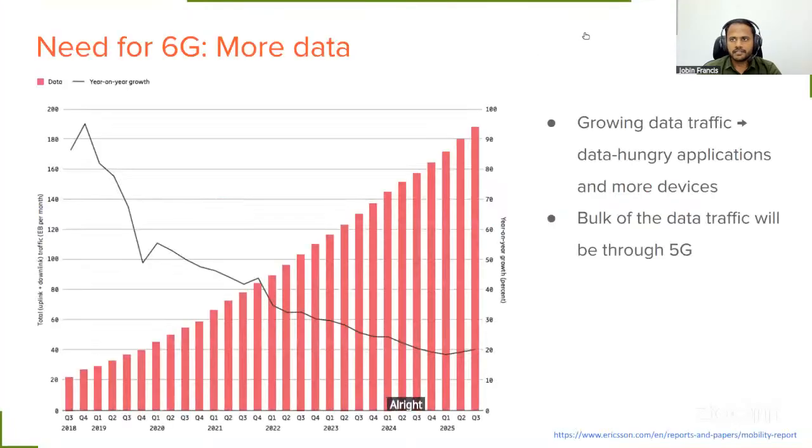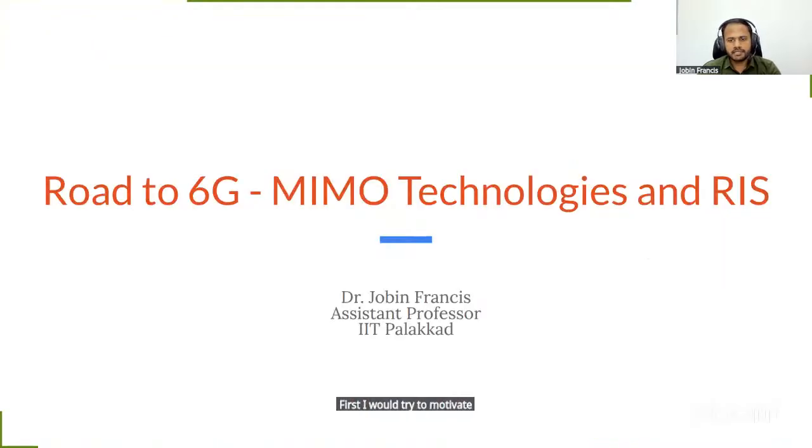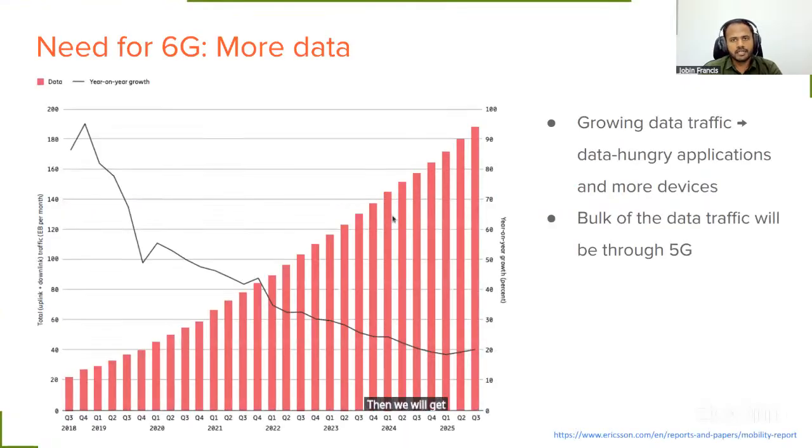Coming to the outline of the talk, first I would try to motivate why a 6G network is needed, and then we will get into the enabling technologies. So the obvious reason for a new generation of network is always the high demand for more data.